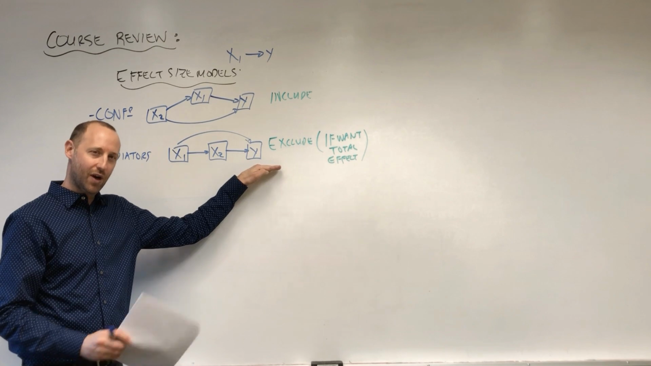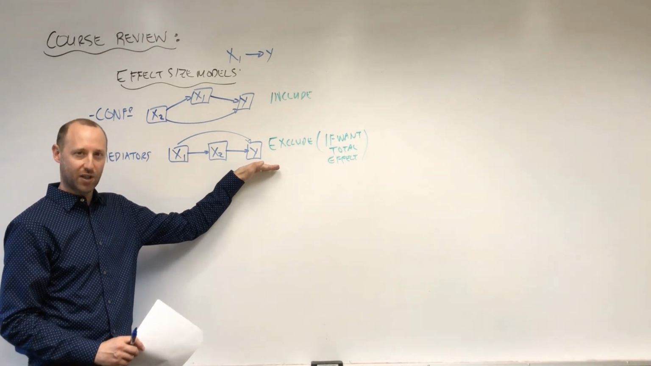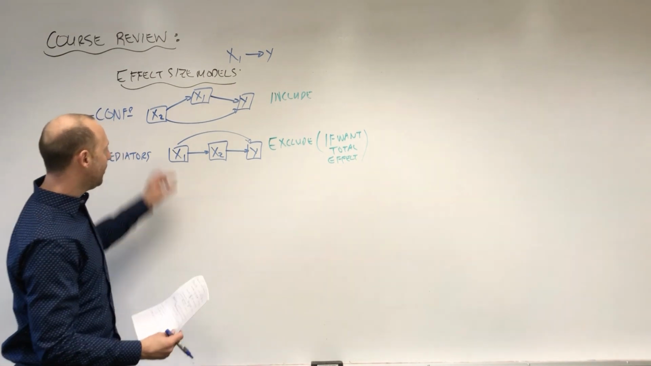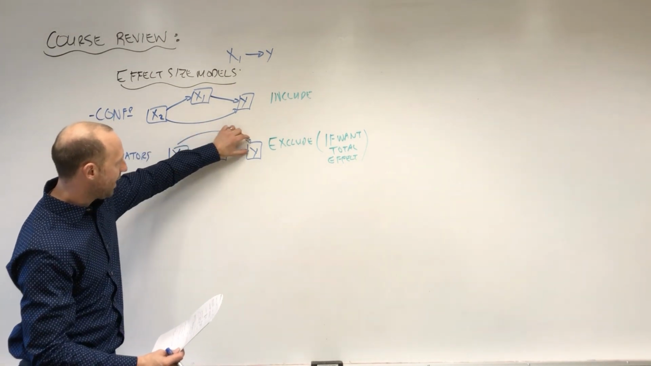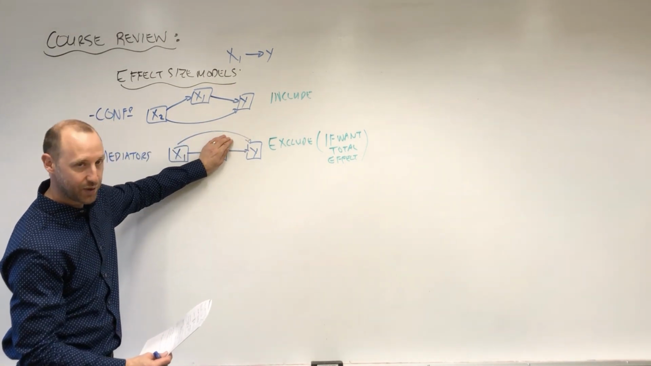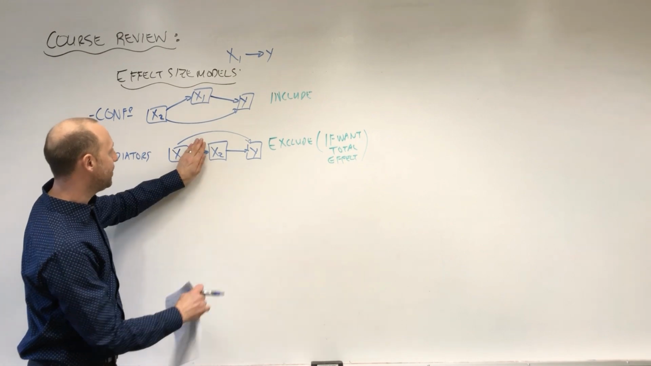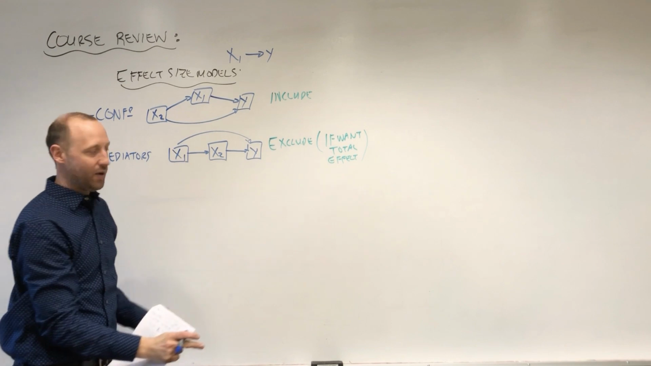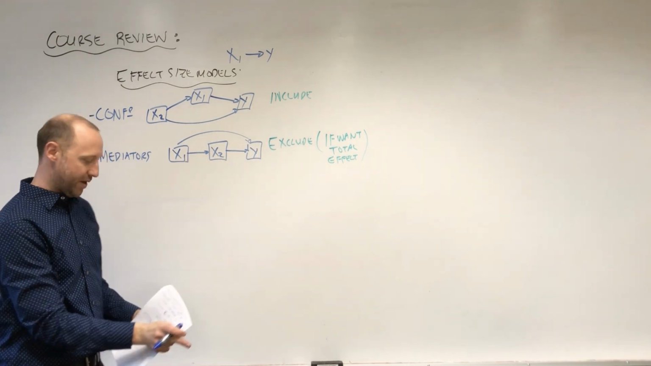You can read about it on your own if you want. It's not something we've talked about in the course. We stayed at the level of saying, if we want to know what's the total effect that x1 has on y, we should exclude x2. If we include x2, B1's only going to tell us what effect x1 directly has on y, not the effect that goes through x2.